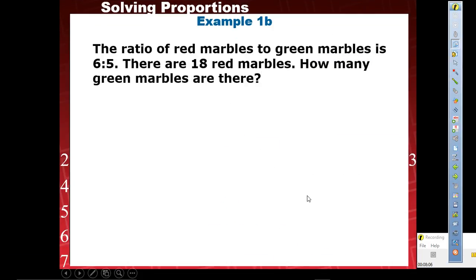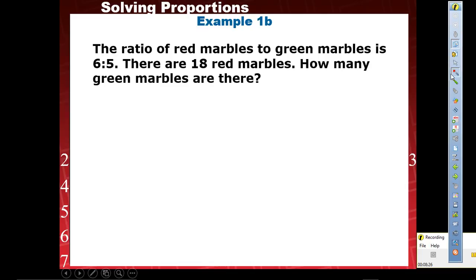Example 1B. It says, the ratio of red marbles to green marbles is 6 to 5. There are 18 red marbles. How many green marbles are there? Set up your proportion and solve. Go.